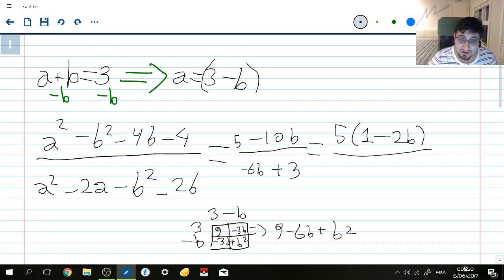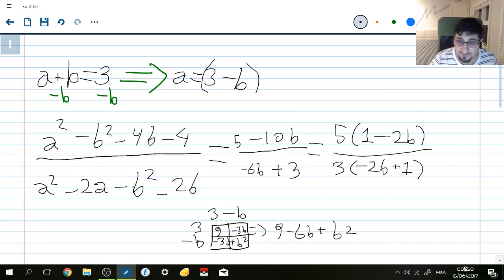And so this then will be a different kind of problem. We have 3, which is divisible by 3, and minus 6, which is divisible by 3. So we'll put a 3 out here. Minus 6b minus 3 is minus 2b. And then 3 divided by 3 is just a plus 1.